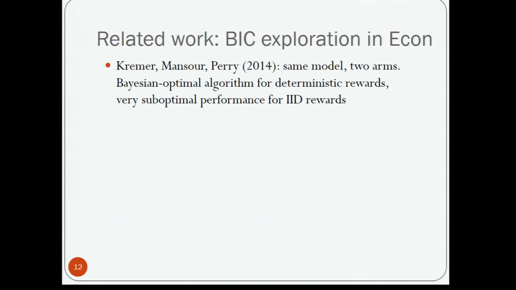And there is some closely related work in economics. The initial paper which asked this question was one by Kremer, Mansour, and Perry, and they looked at essentially the same model, but only with 2 arms and deterministic rewards. Their main result is the Bayesian optimal algorithm for deterministic rewards, and they have only a preliminary result for the IID rewards.